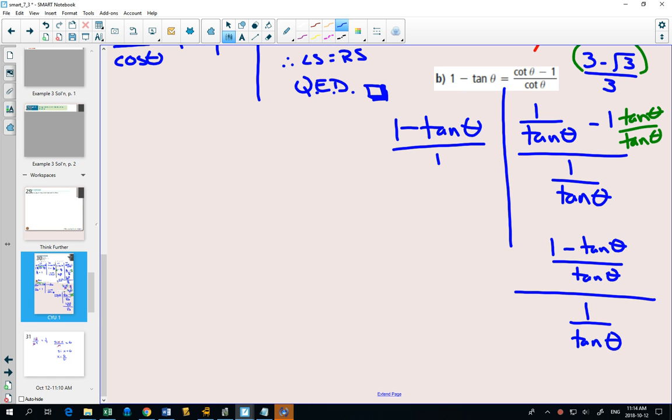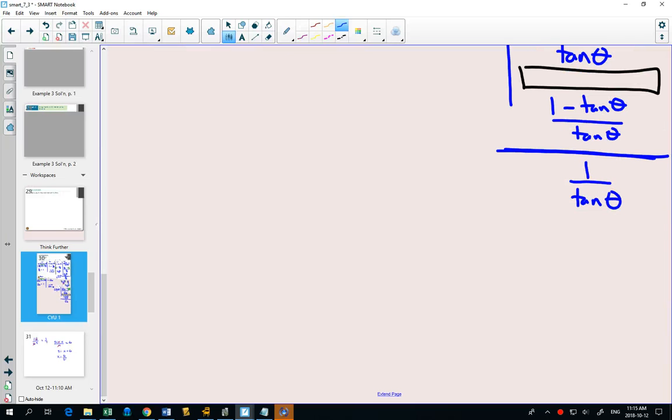Something I do in my proofs, especially when you have fractions over fractions over fractions, I leave a little bit of space in between one thing to the next just so that things are grouped together. I also like to make my main dividing line longer and thicker just so that I can visualize what is still part of what. Now I have a fraction divided by a fraction, so I'm going to multiply by the reciprocal.